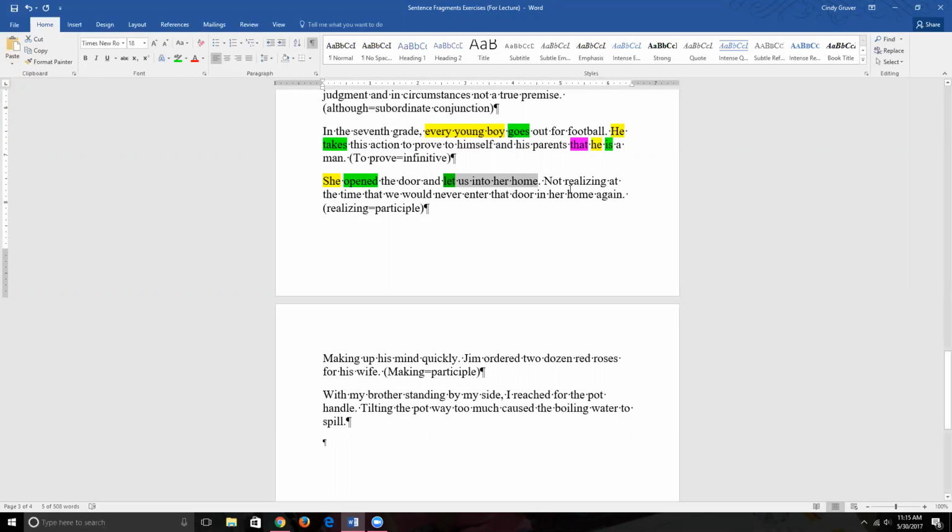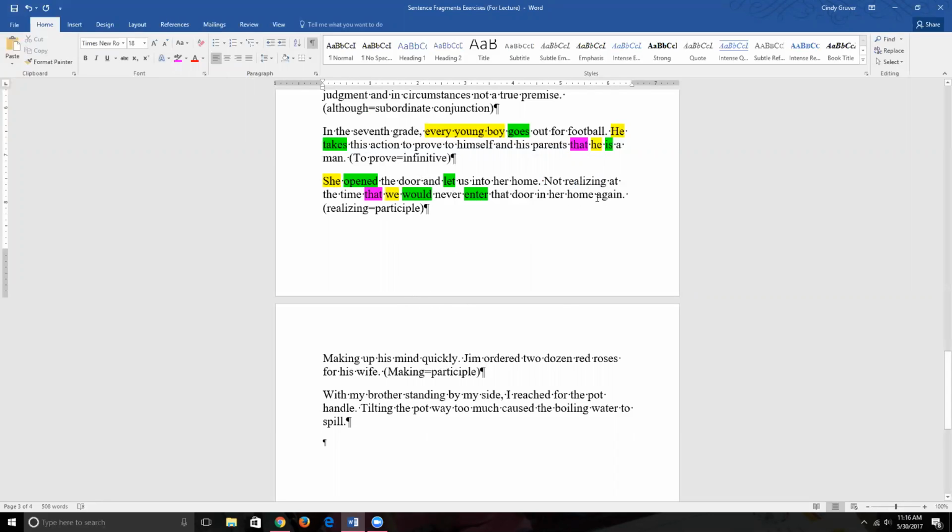Let's see about the second sentence. Not realizing at the time that we would never enter that door in her house again. Okay, well, realizing is a participle, and so we don't have a verb. And when we have a verb down here, we would enter. The never is an adverb. And we have the we as a subject. But again, this is part of this subordinating conjunction.